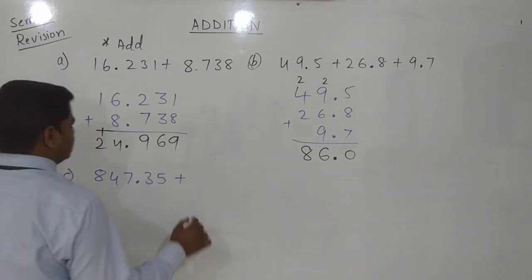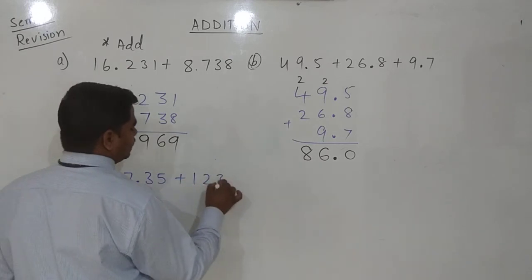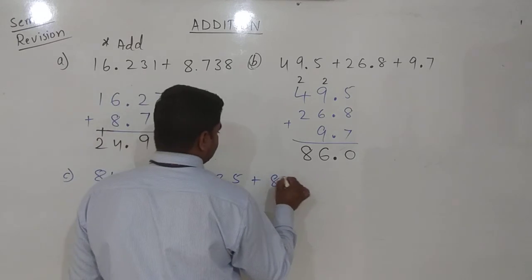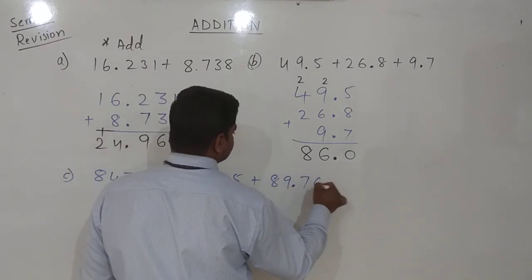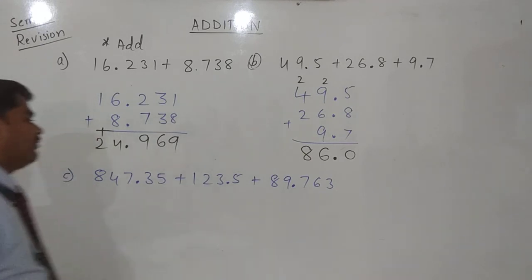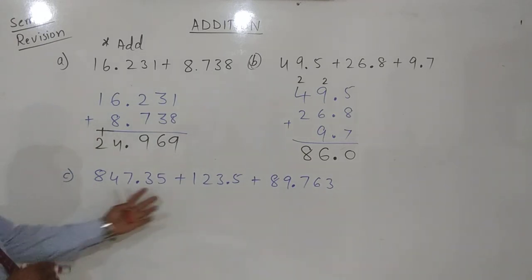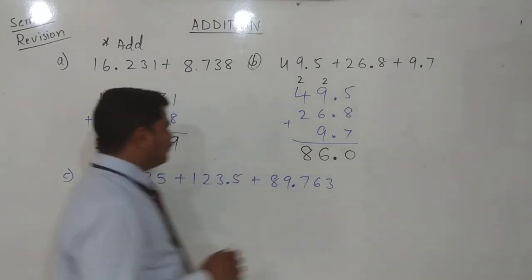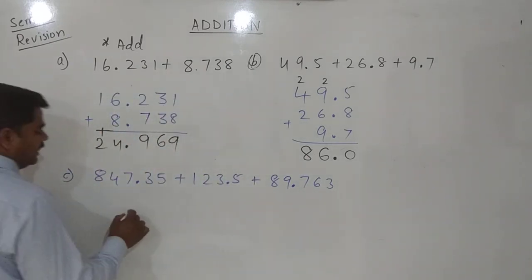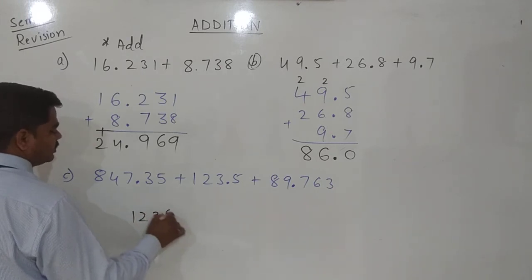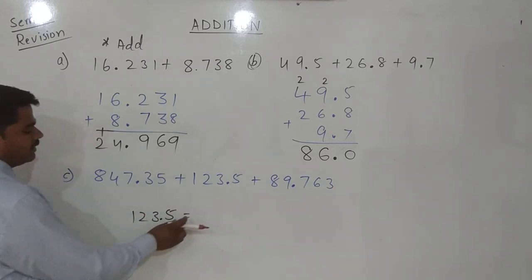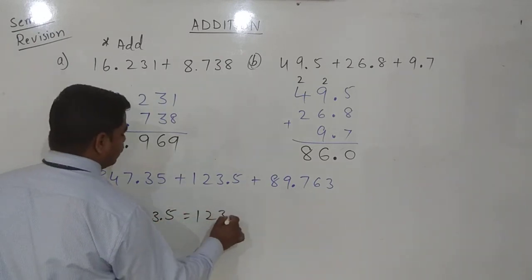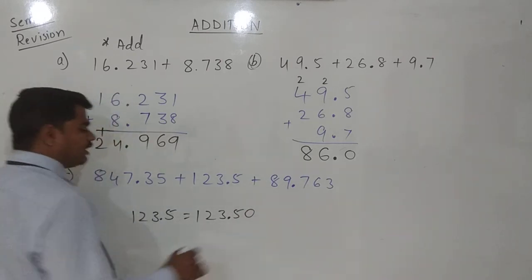847.35 plus 123.5 plus 89.763. Here it has only two decimal places. Here it has one decimal place. Here it has three decimal places. In this case we can write 123.5 and after this we can write a 0. There is no change in the value. I told you already, like this we can write.